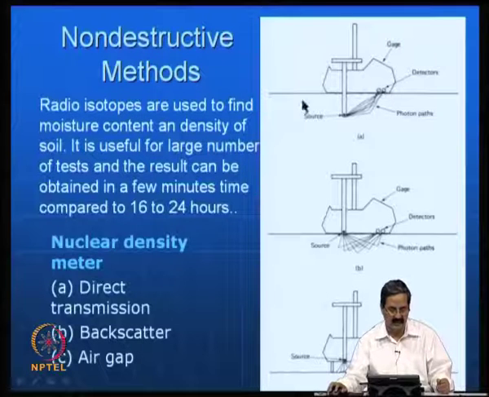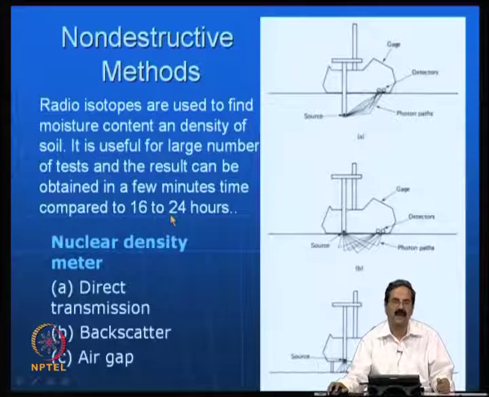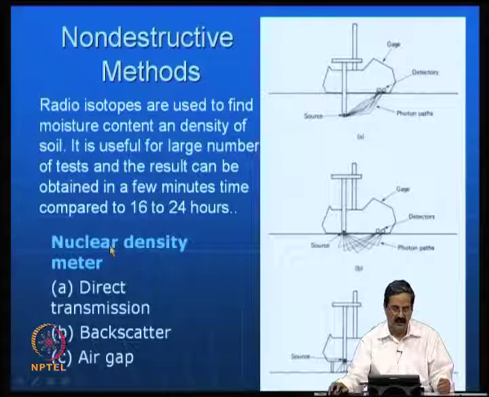There are a couple of ways here. As I just mentioned, you have radioisotopes to find out the moisture content and density, and it is useful for a large number of tests, and the result can be obtained in a few minutes compared to 16 to 24 hours. Say for example, you are trying to get the density and water content in a lab, you have to wait for 16 to 24 hours, and the nuclear density meter is something that we can use.